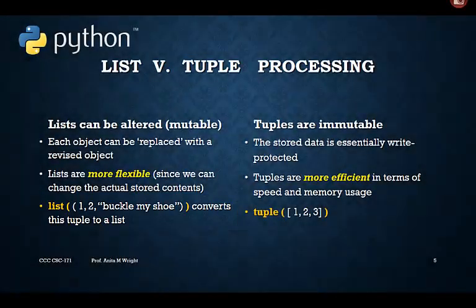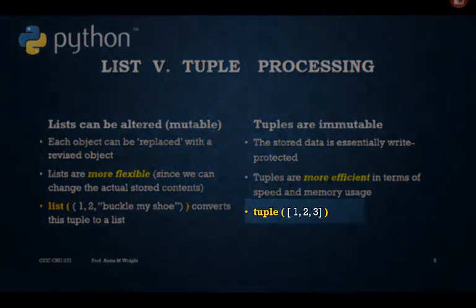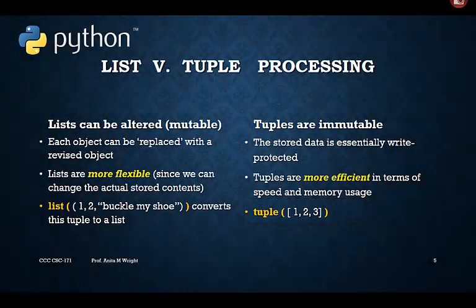Tuples, on the other hand, are immutable. The actual stored data is essentially write protected. This makes tuples more efficient in terms of speed and memory use. Here is how we can change a list into a tuple using the tuple function.